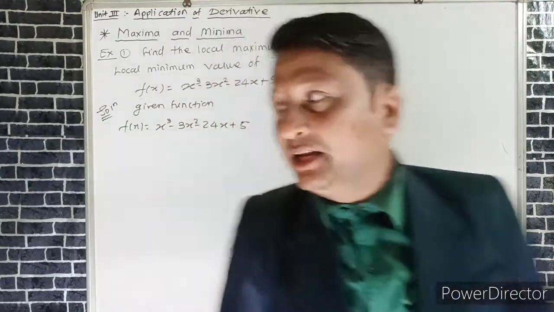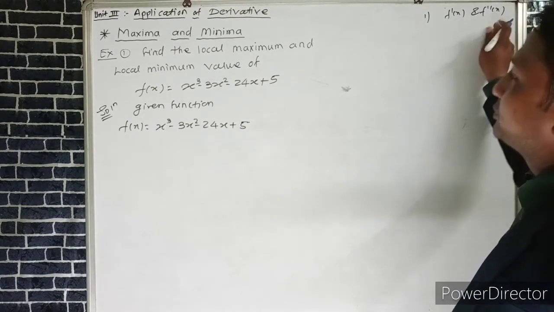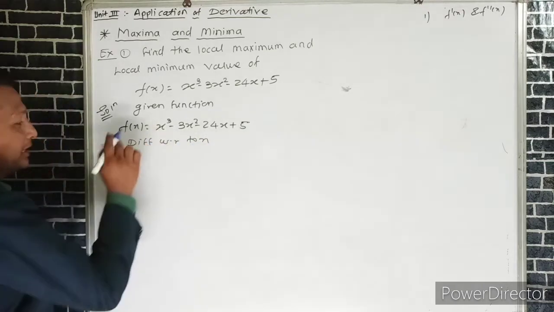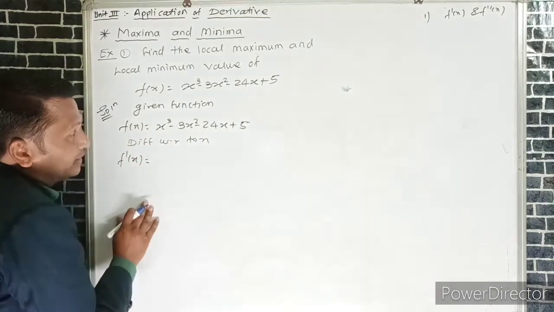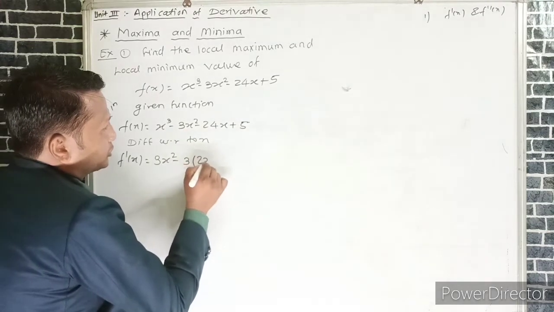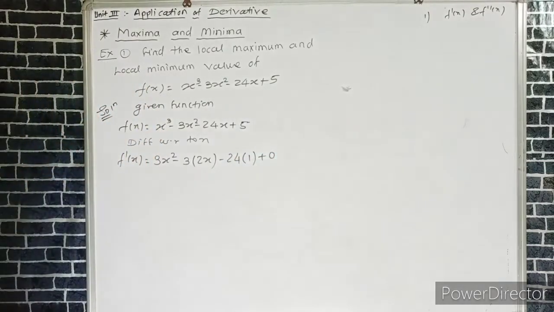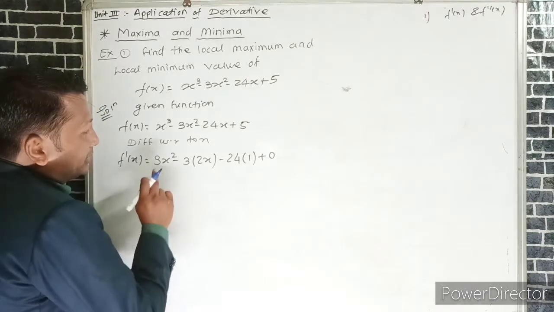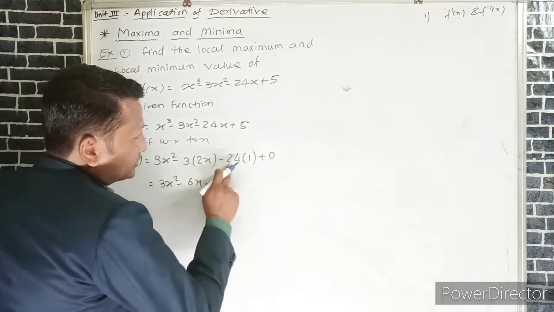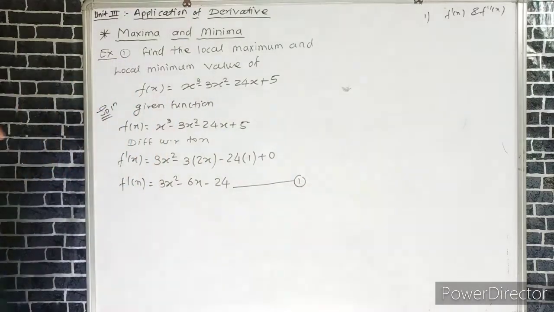By the procedure of the second derivative test, first we have to find f dash of x and f double dash of x. Differentiating with respect to x, the derivative of x cube is 3x square, minus 3 into the derivative of x square which is 2x, minus 24 into the derivative of x which is 1, and the derivative of 5 is 0. So f dash of x is 3x square minus 6x minus 24, equation number 1.